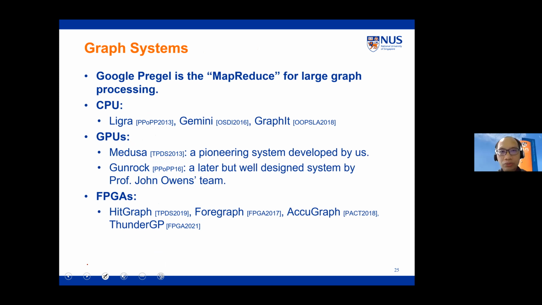So let me go through some of them. First, graph processing systems are very important. Since 2008, Google released Pregel, the system for large-scale graph processing, considered to be the MapReduce for large graph processing. Since then, a lot of graph processing systems have been developed for CPUs, GPUs, and FPGAs. They have different design purposes and may have different performance.